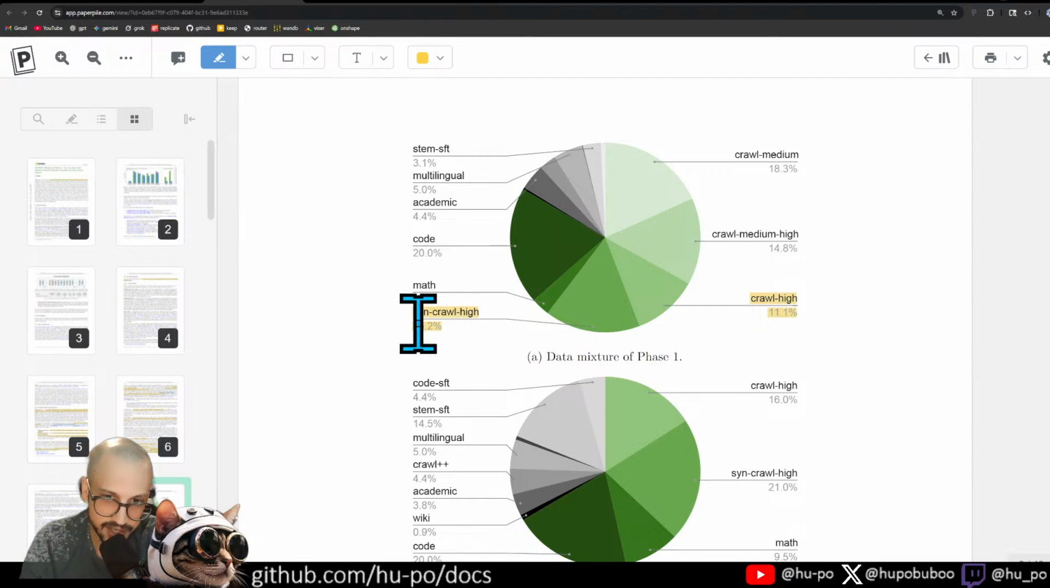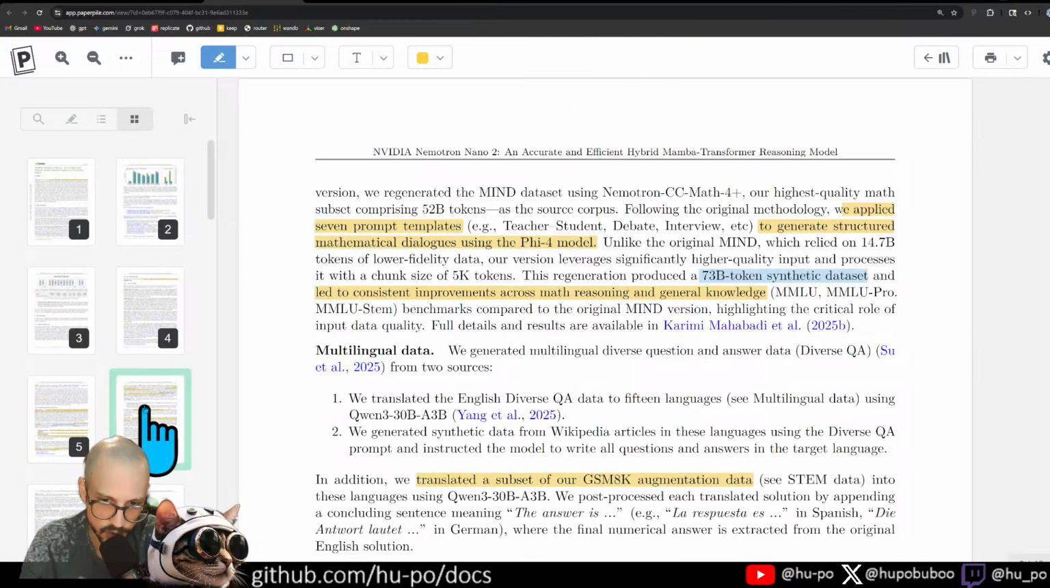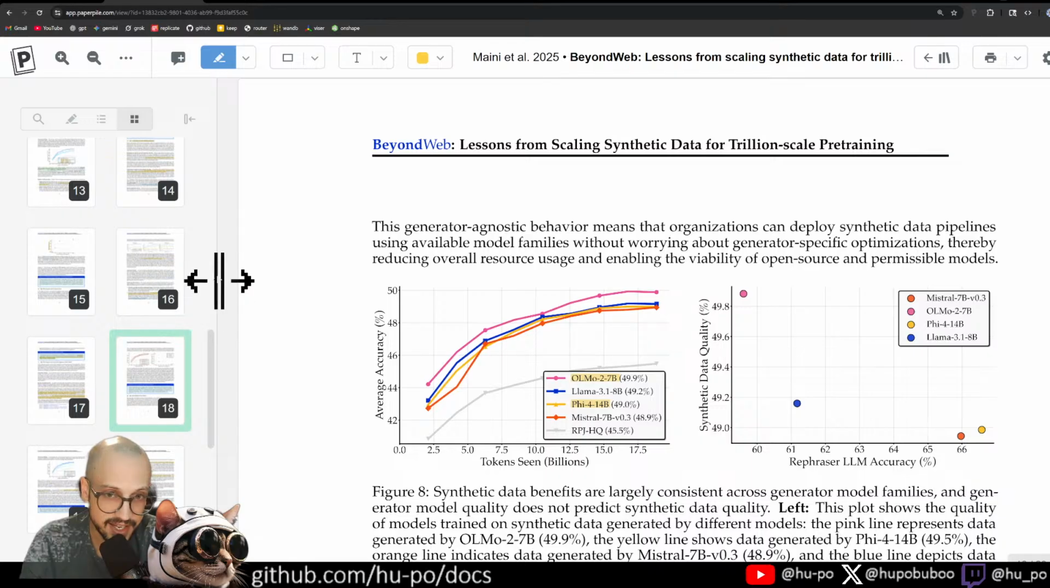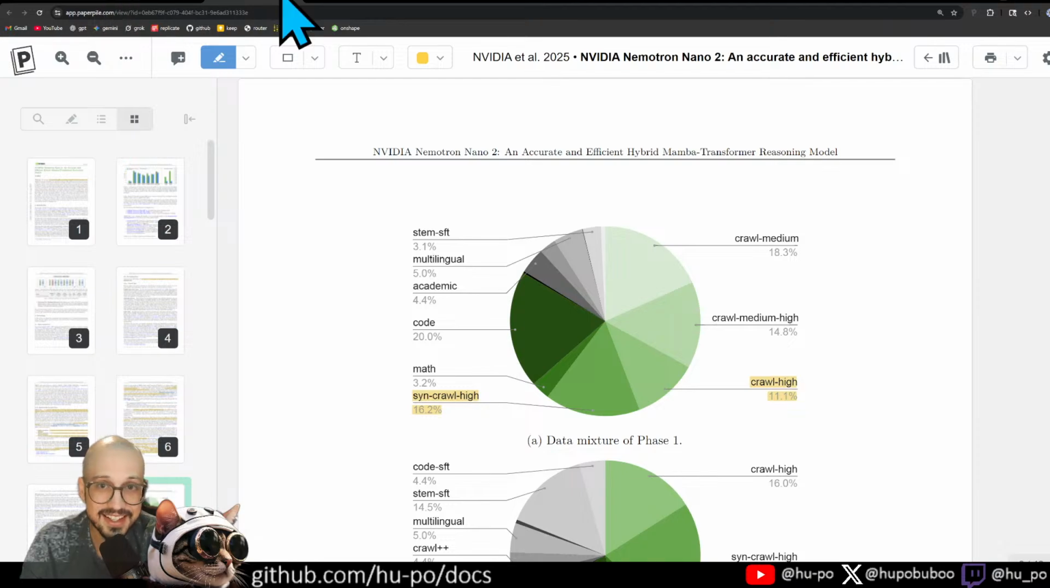There's more synthetic crawl data in the Nemotron pre-training corpus than there is original crawl data. Right? I would have thought this mix would have been flipped. I thought that you would have maybe 20% crawl high, maybe 10% synthetic crawl high, but it's actually flipped. So we're already training on more synthetic data than normal data, right? It's not just, hey, here's a little bit of synthetic data. It's like, no, the majority of this is already synthetic data.